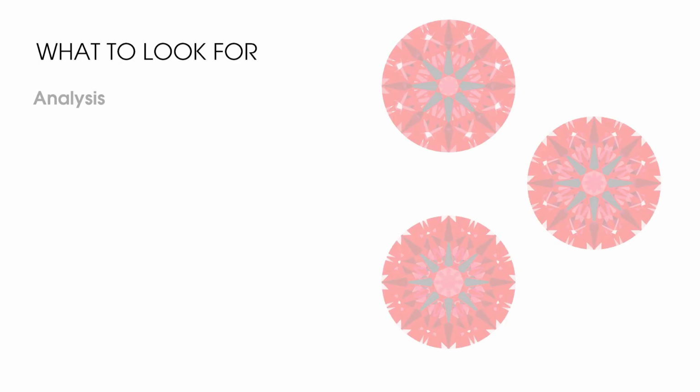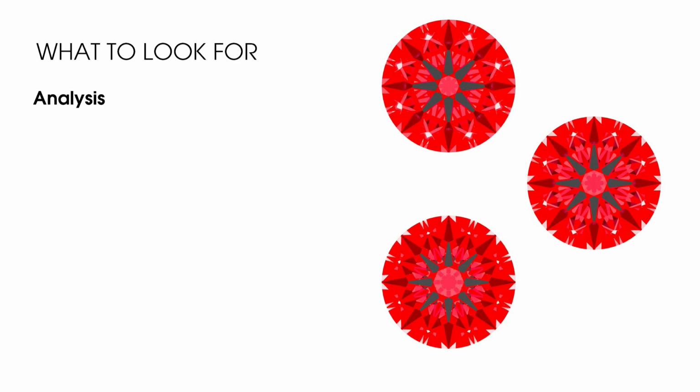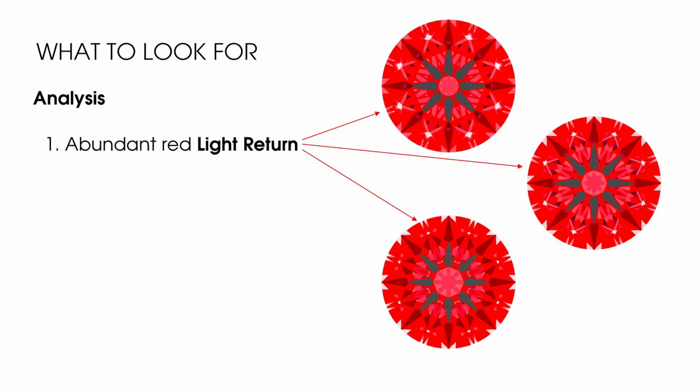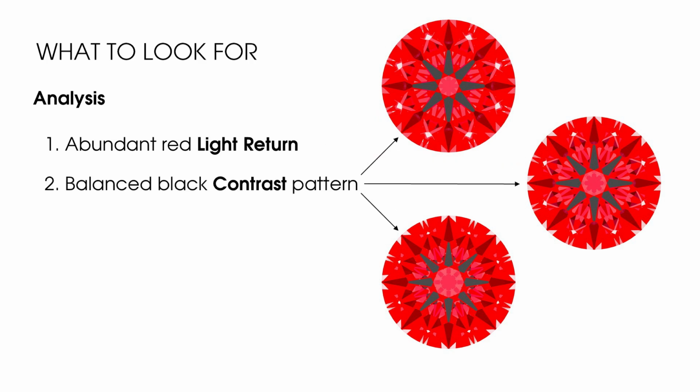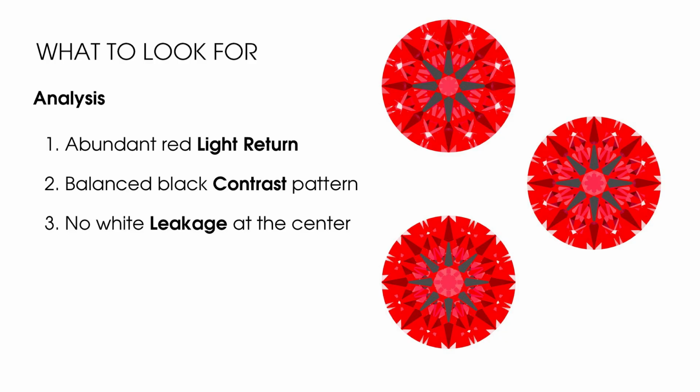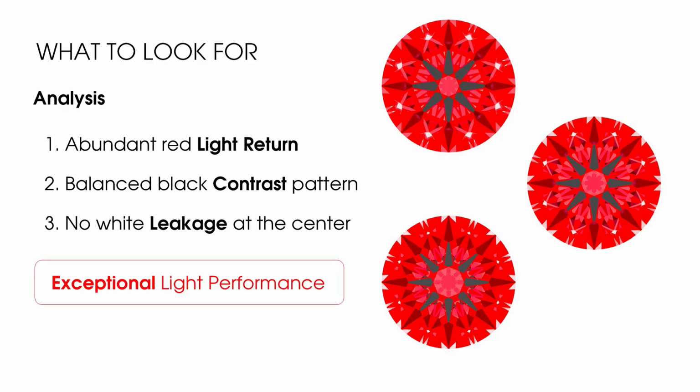In ideal scope analysis, diamonds which display abundant red light return across the center, combined with a balanced black contrast pattern with no white, light pink, or gray leakage at the center, will have exceptional light performance throughout many lighting conditions.